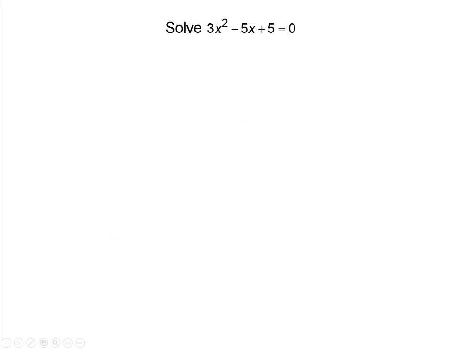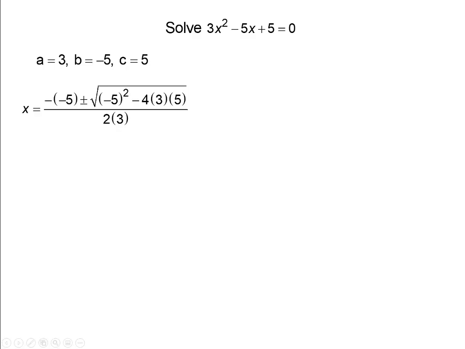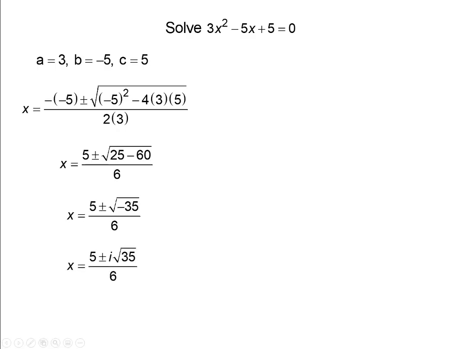Try this one. After identifying a, b, and c, and substituting and simplifying, I see that my radicand is negative 35. So I'll use our definition to rewrite this term, and we're finished. It's important to keep in mind that this answer can also be written this way.